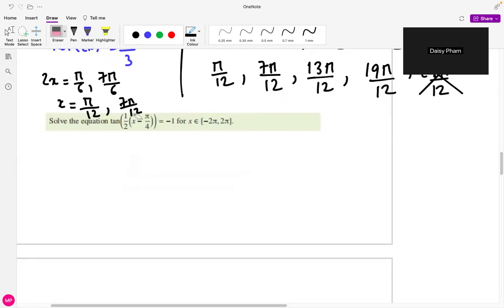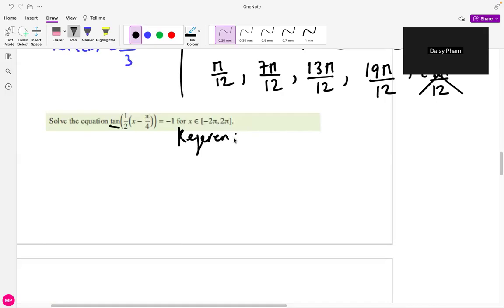The next one is pretty similar. You can see the example here. Here I do pretty much the same thing. So tan of the whole bunch of things gives me -1. So I find the reference angle, which is the angle where tan equals 1, which is 45 degrees, or π/4.